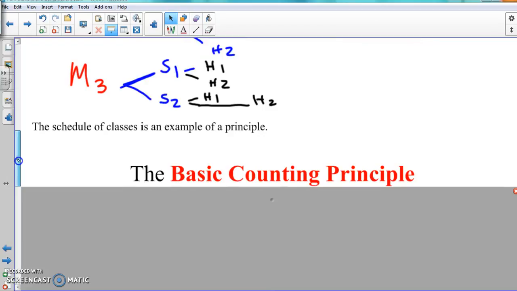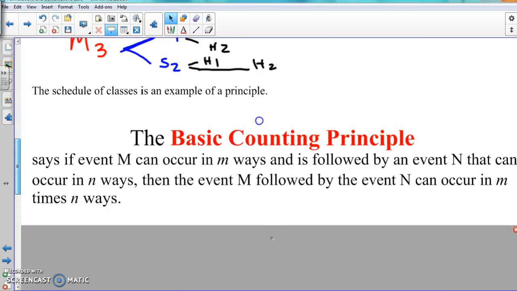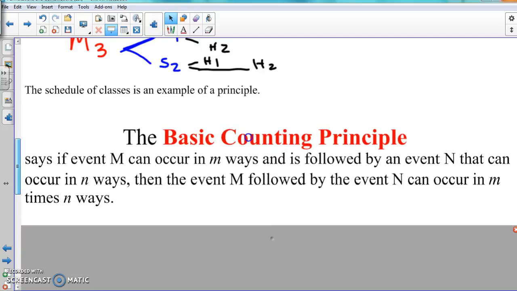Now, here's another vocabulary word. This one is called the basic counting principle. And yes, it's a lot of writing, but I want you to write it down because it's a definition. Really, the basic counting principle has all this written in there. So whenever we have a vocabulary quiz, it should be all this stuff right here, something very quick and easy to remember. You don't even have to remember the actual definition.